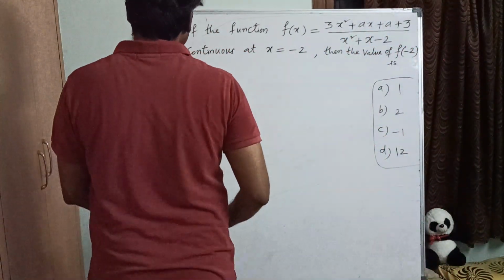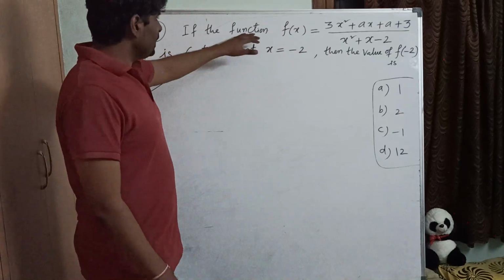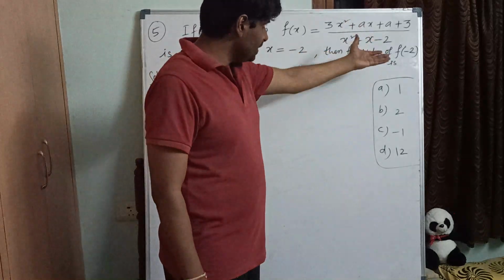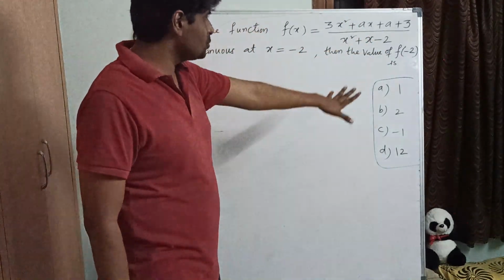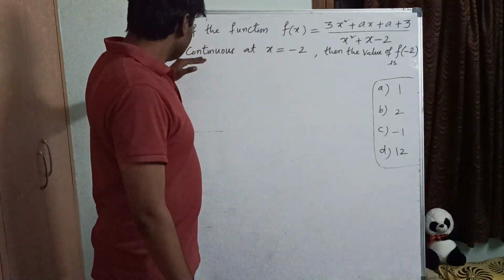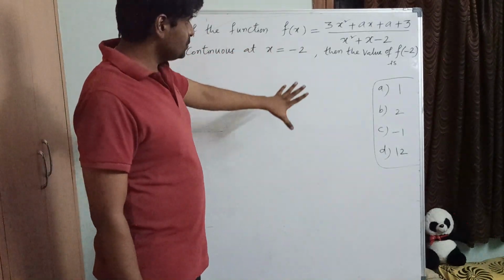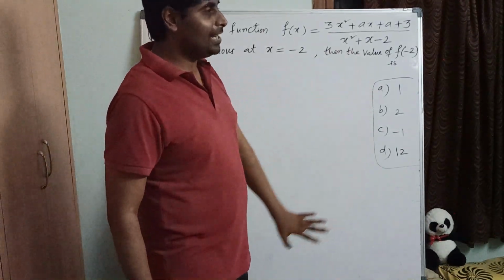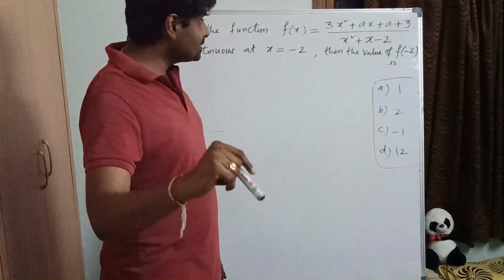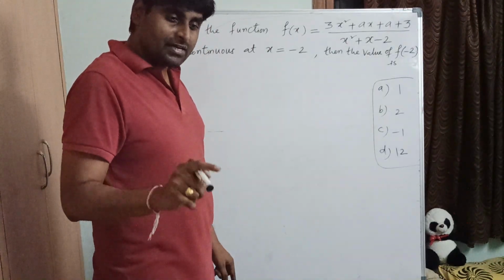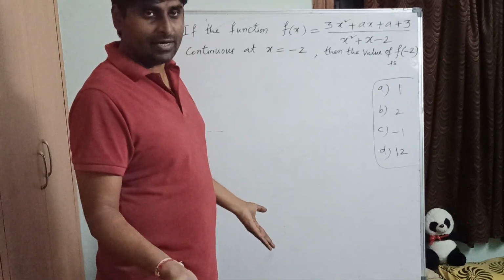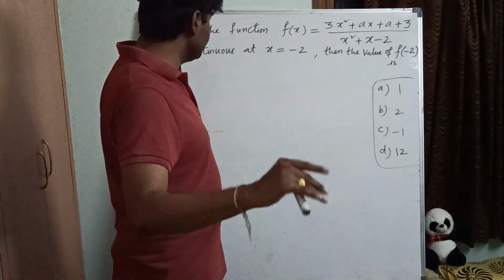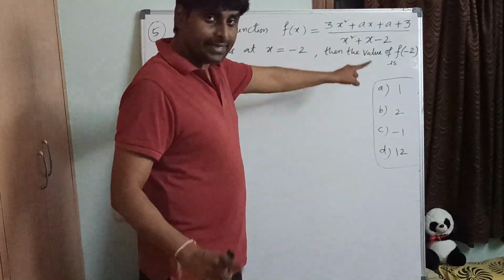Now see here, question number 5. If the function f of x equals (3x square plus ax plus a plus 3) by (x square plus x minus 2), that is the given function, is continuous at x equal to -2. It was already given as continuous at x equal to -2. Now we are going to find the value of f of -2, the function value at -2. Whenever a function is continuous, the limiting value equals the function value. So finding the function value means finding the limiting value. Simply, we are going to find the limit of this function as x tends to -2.